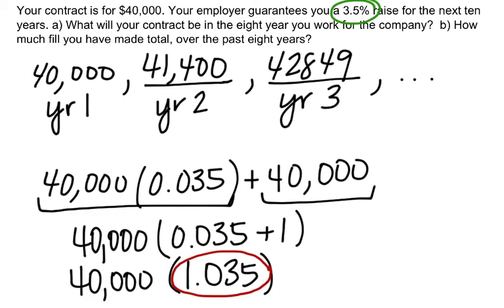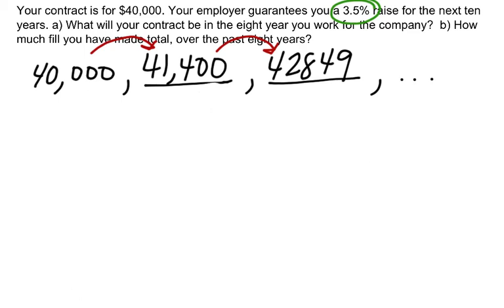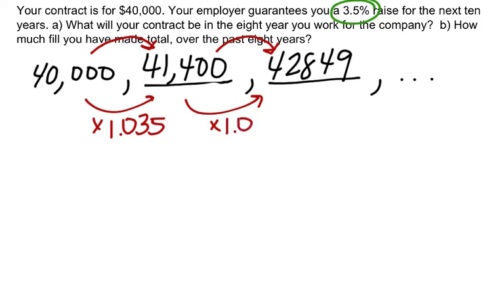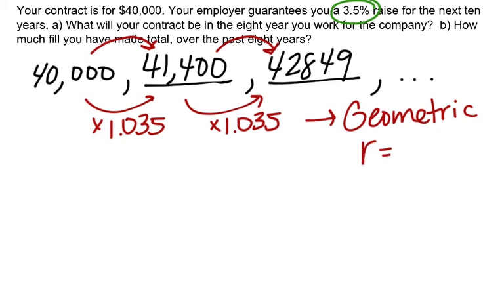So what's happening here as we go from one term to the next is that we are multiplying by 1.035. Multiplying by 1.035 repetitively tells us two things. One, it tells us that this sequence is a geometric sequence, since we're multiplying by a common value each time. And it also tells us the value of r, the common ratio. Our r value is 1.035.